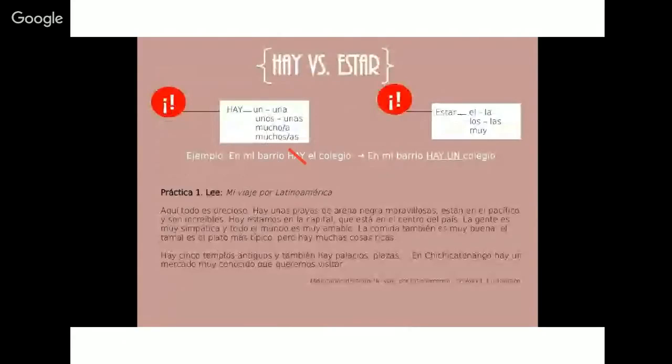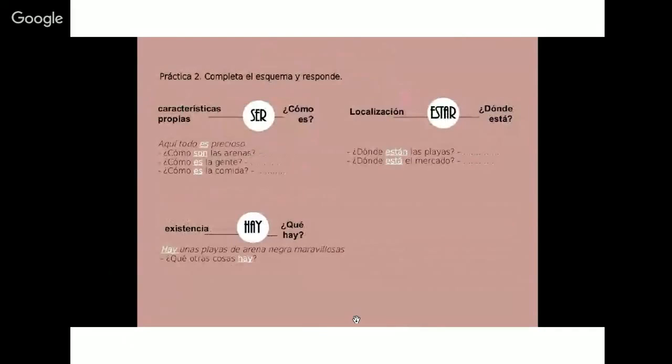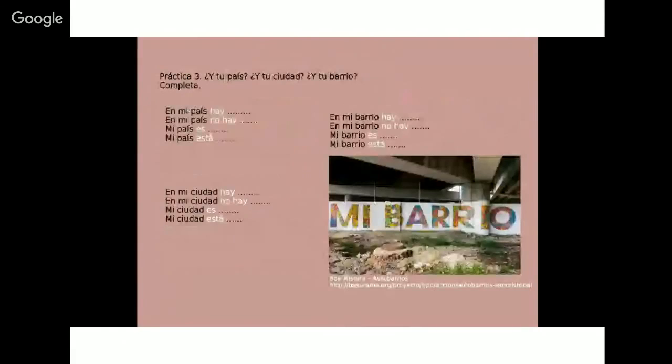Sí. Hay un mercado. Hay cinco templos antiguos. Muy bien. Hay palacios, plazas. Perfecto. Muy bien. Ok, vamos a continuar. Este sería el final. So this would be the ending.